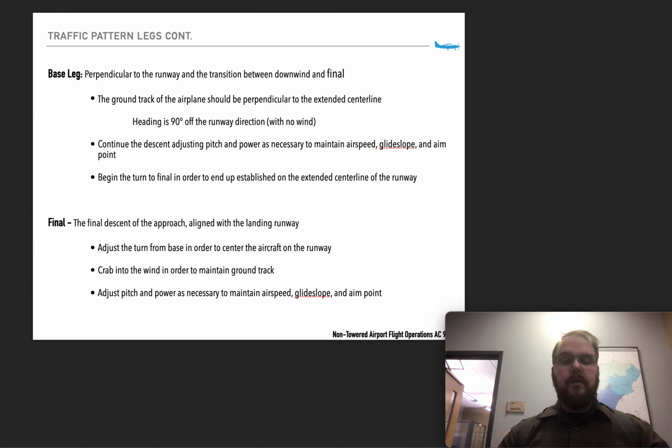So final is the descent and approach leg of the pattern, and this is when you're aligned with the runway and you adjust your turn from base in order to obtain center line. So if you're a little too far left, a little too far right, this is where you make those final adjustments. If you're too far to the left or too far to the right, this is where you decide you can go around. Crabbing into the wind to maintain ground track, so you stay down that center line of the runway, and you adjust pitch and power as necessary to maintain airspeed, glide slope, and your aiming point.